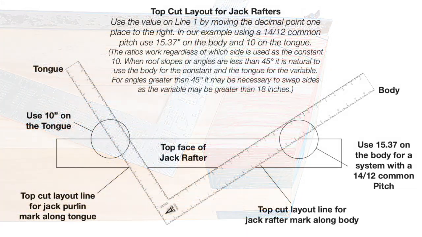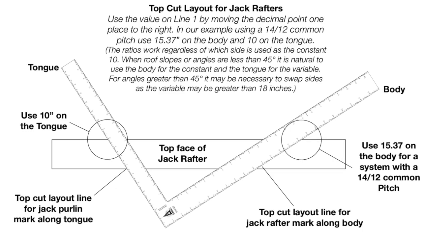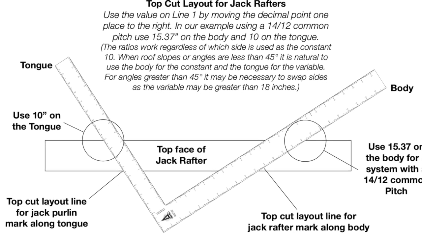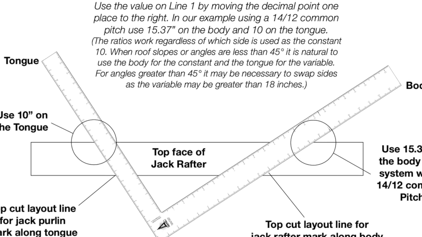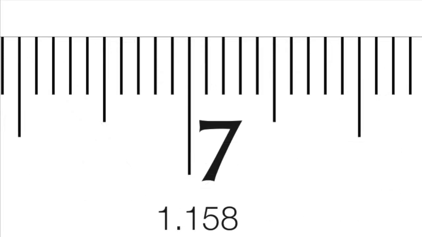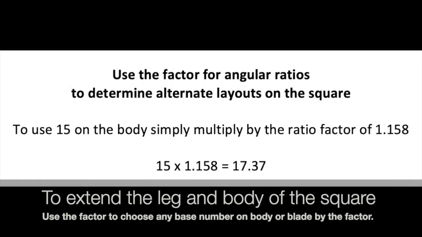If by using these numbers, 11.58 and 10, does not allow the body or tongue of the square to cross over the full timber, you can extend these out to utilize more of the square by simply multiplying the given factor, 1.158 in our example, by any number on the body you choose. To use 15 on the body, multiply the given factor by 15 and this will be the location on the tongue. 15 times 1.158 equals 17.37.